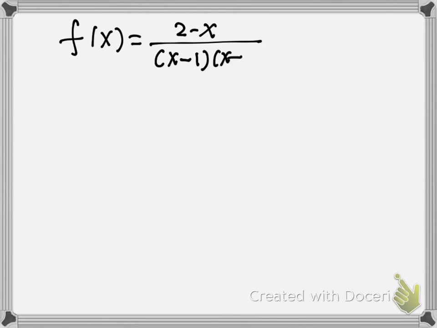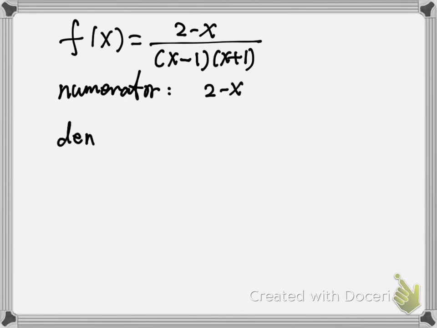So the last question is the graph of a rational expression. You have a numerator and a denominator. So let's write down the numerator: 2 minus x. And the denominator. The zeros of the numerator are the x-intercepts. So the numerator gives you the x-intercepts.